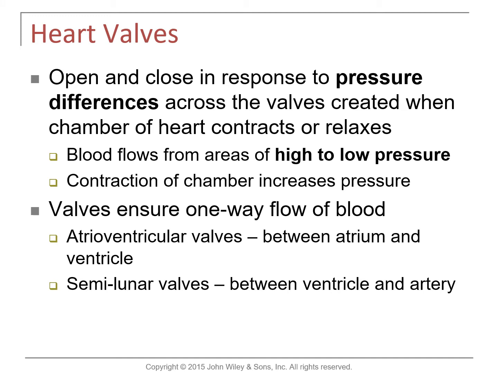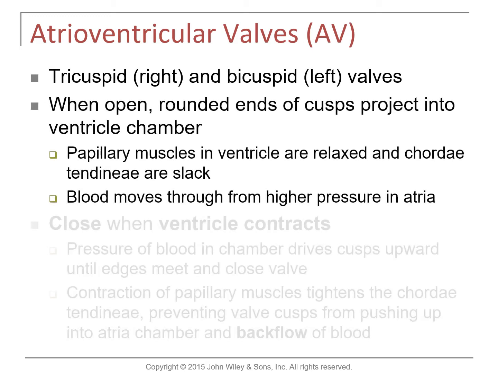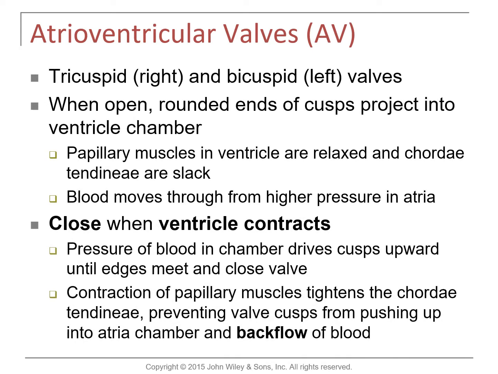So it's a low pressure during relaxation or diastole that opens the atrioventricular valves and closes the semilunar valves, and it is the high pressure during systole or contraction that closes the atrioventricular valves and opens the semilunar valves. So let's look at this again with respect to the opening and closing of the atrioventricular valves. We have the tricuspid on the right and the bicuspid or mitral on the left.